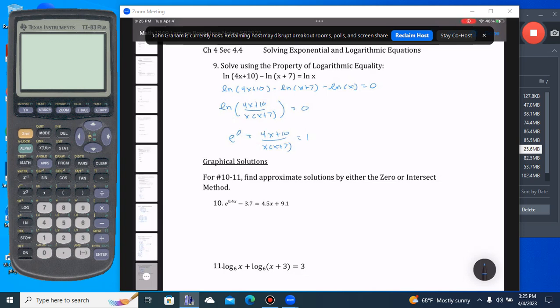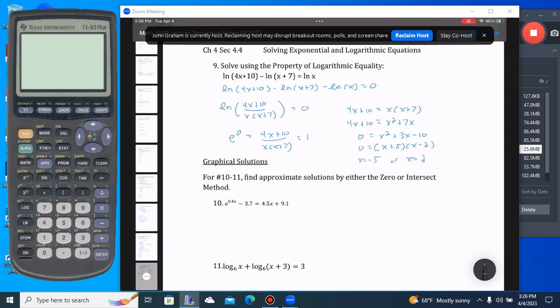I'll multiply the x times x plus 7 off to the other side. So I get x times x plus 7. Distribute, so I get x squared plus 7x. Subtract the 4x and the 10, so I get 0 is x squared plus 3x minus 10. So 0 equals x plus 5, x minus 2. So we get x equaling -5 or x equals 2.